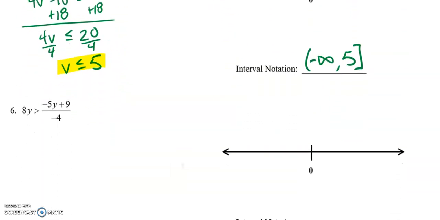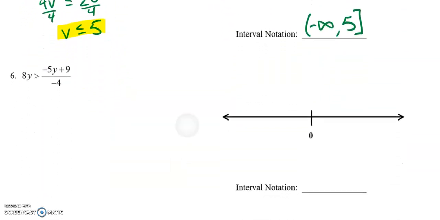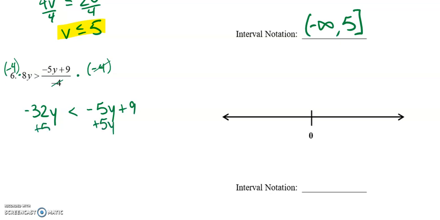And last but not least, number 6, we're going to multiply both sides by the negative 4 right away. So when we multiply both sides by the negative 4, we get negative 32y, and we have to flip our symbol around, negative 5y plus 9. Those negative 4's cancel. Then I want to add 5y to both sides. That gives us negative 27y less than 9.